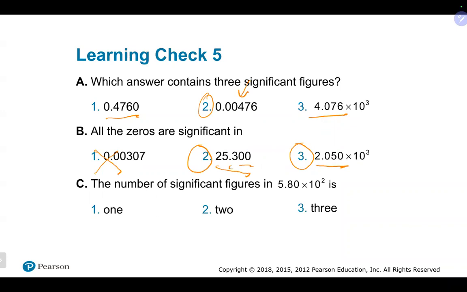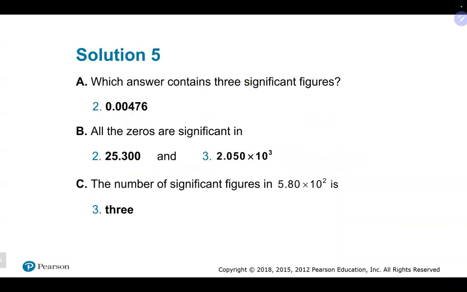And lastly, the number of significant figures in this number is 3. Once again, all those numbers before the times 10 part are going to be significant. Any questions on any of those? Yeah, they agree. That's good.